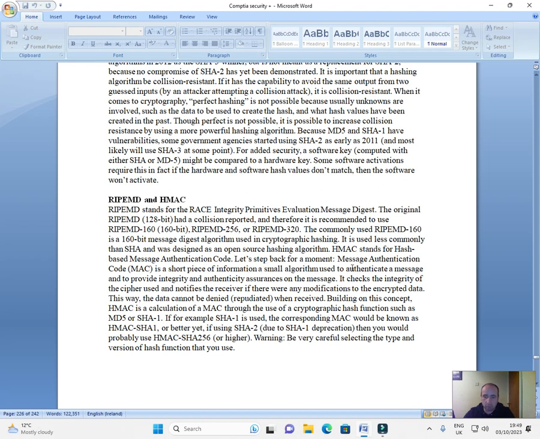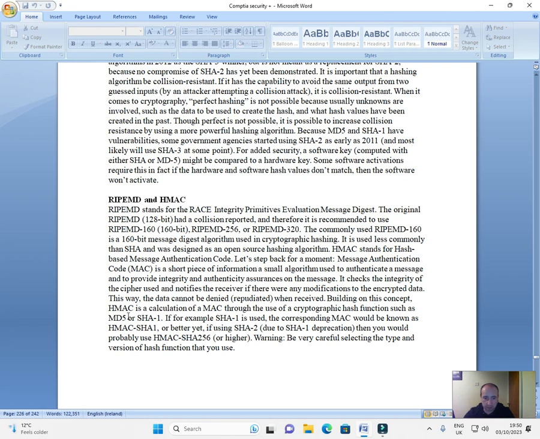Let's step back for a moment. Message Authentication Code, MAC. A MAC is a short piece of information, a small algorithm used to authenticate a message and to provide integrity and authenticity assurance on the message. It checks the integrity of the cipher used and notifies the receiver if there were any modifications to the encrypted data. This way, the data cannot be denied, or repudiated, when received.